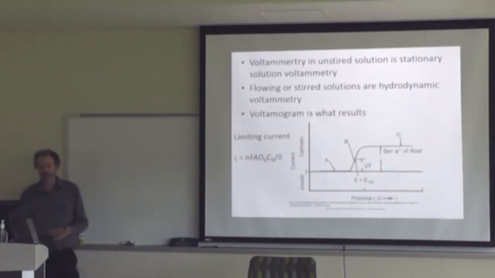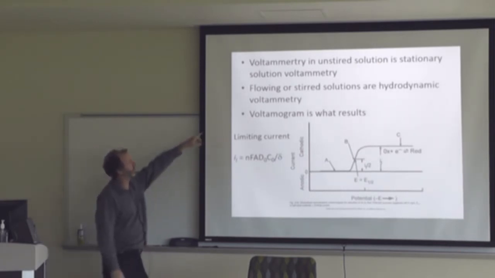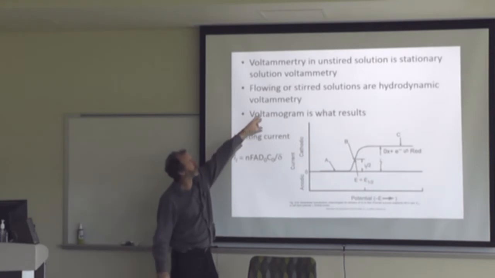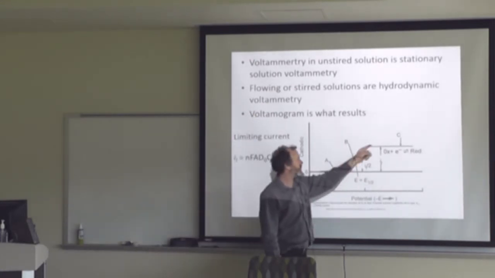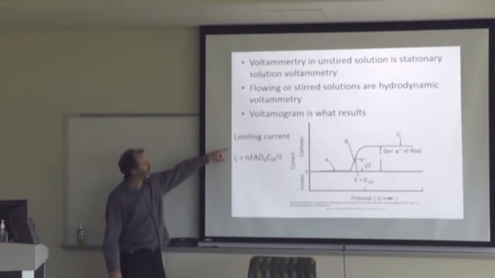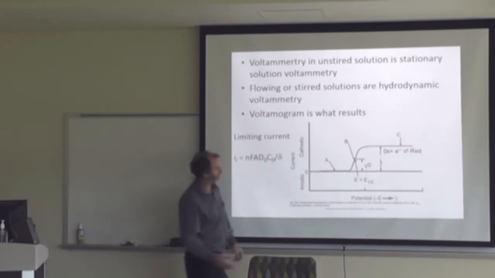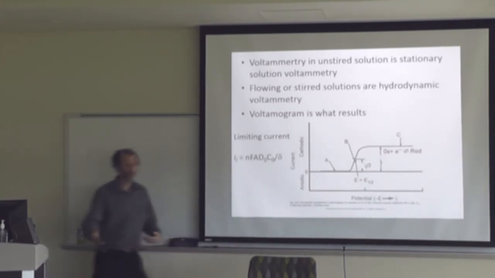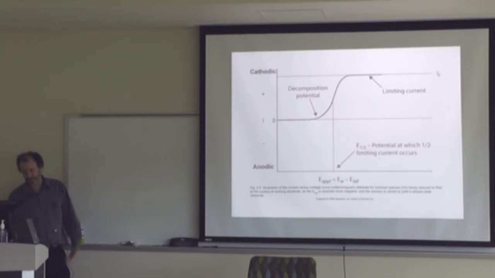Voltammetry in unstirred, stationary solutions is just voltammetry. Flowing or stirred solution is hydrodynamic voltammetry. And you generate what is known as a voltammogram, right? You have this limiting current that you can measure and use to determine concentrations of your ions or species in solution. And this is another picture showing you the same thing.